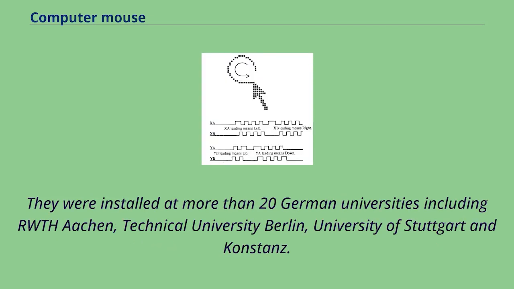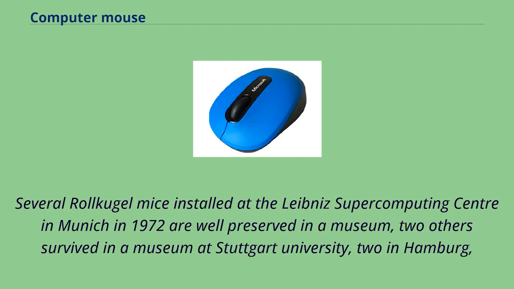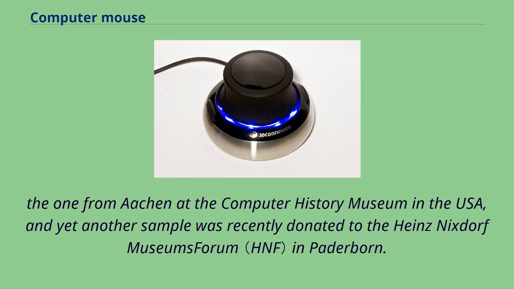They were installed at more than 20 German universities including RWTH Aachen, Technical University Berlin, University of Stuttgart and Konstanz. Several Rollkugel mice installed at the Leibniz Supercomputing Center in Munich in 1972 are well preserved in a museum, 2 others survived in a museum at Stuttgart University, 2 in Hamburg, the one from Aachen at the Computer History Museum in the USA, and yet another sample was recently donated to the Heinz Nixdorf Museum's Forum in Paderborn.